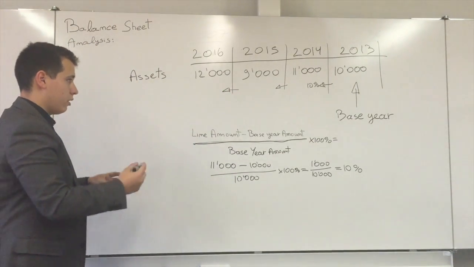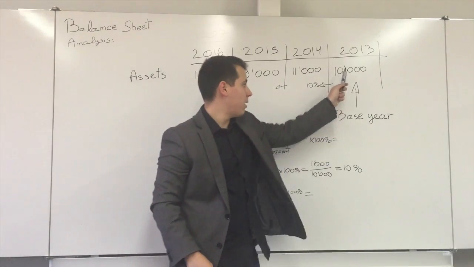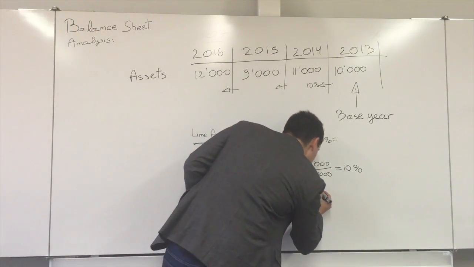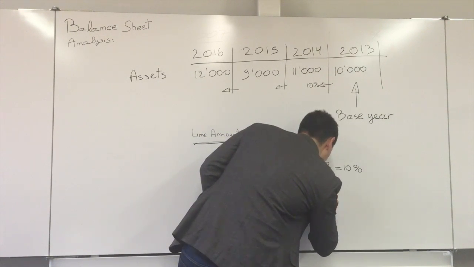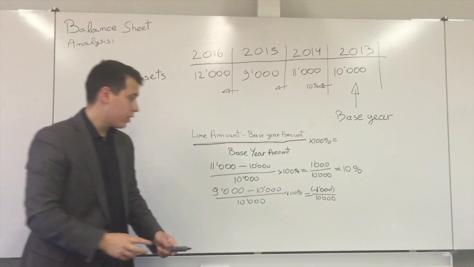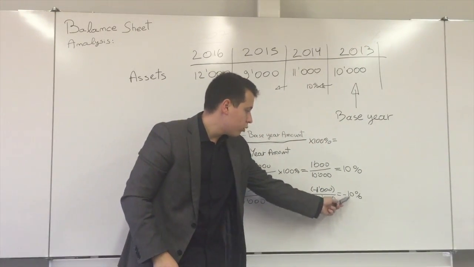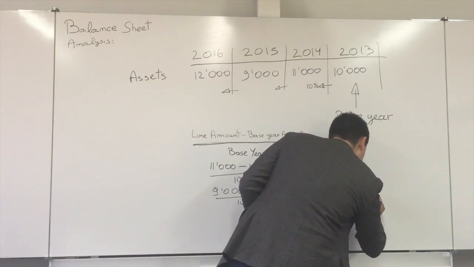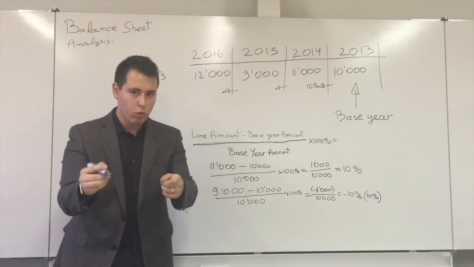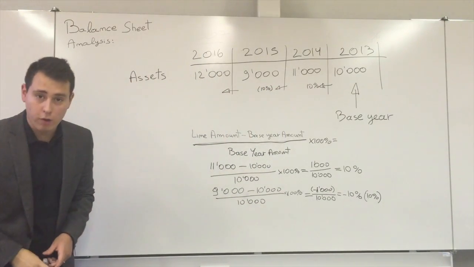Next year, 2015. Let's take 2015. In this case, we're doing the same. 9,000, the line amount, minus the base year amount, 10,000, divided by the base year amount as well, 10,000. So as you see, in this case, we'll have minus 1,000 divided by 10,000. So you can portray this as a decrease of 10%. You may not want to write it like this, minus 10%, and instead write it as 10% in parentheses, which is how we do it in financial statements. All the negative amounts, we write in between parentheses. So here you can write minus 10%. There was a decrease of 10%.